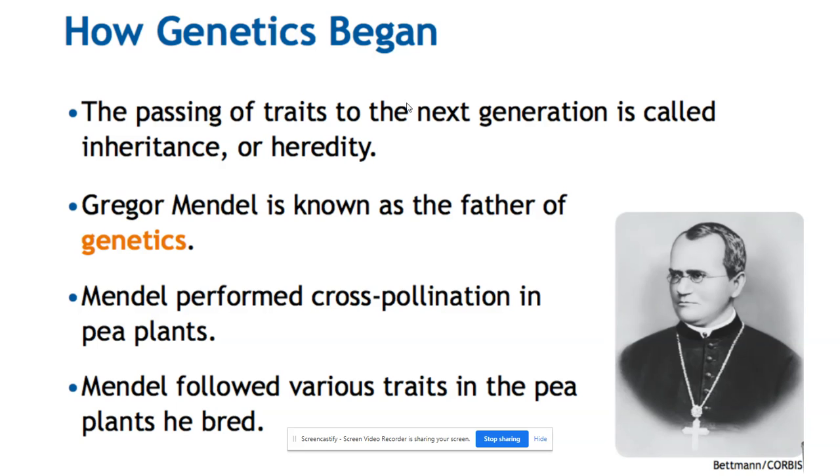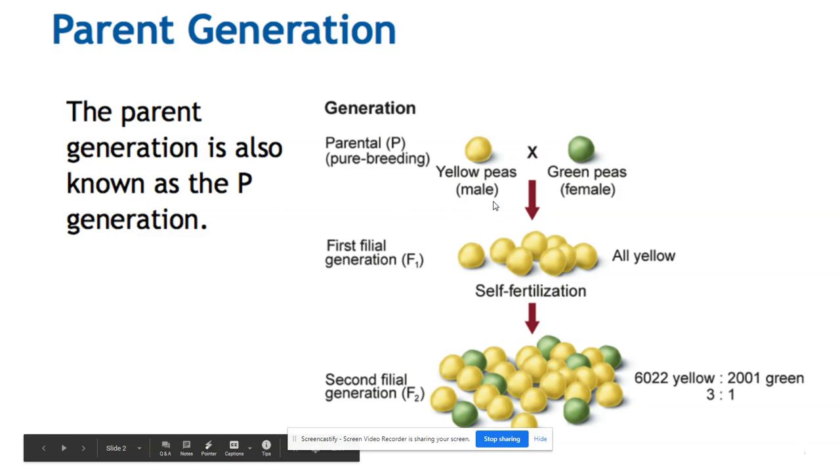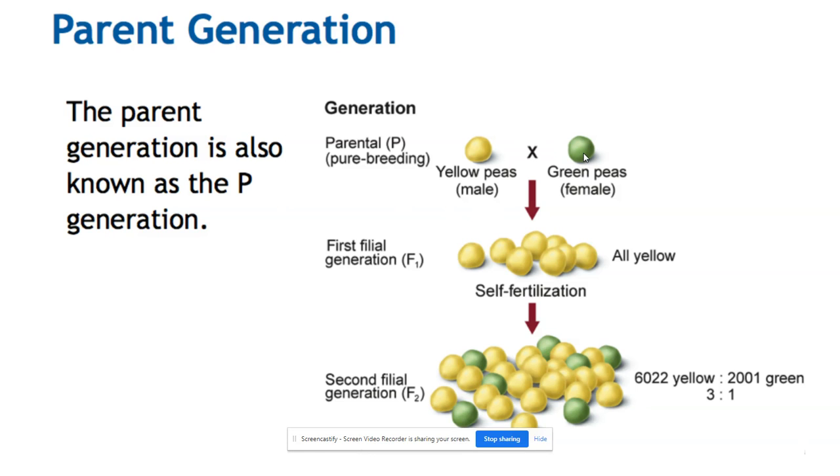So the passing of traits to the next generation is called inheritance or heredity. Gregor Mendel is known as the father of genetics. Mendel performed cross-pollination in pea plants. Mendel followed various traits in the pea plants he bred. So remember this, you have a parent, you cross it with another parent, and you get something different.